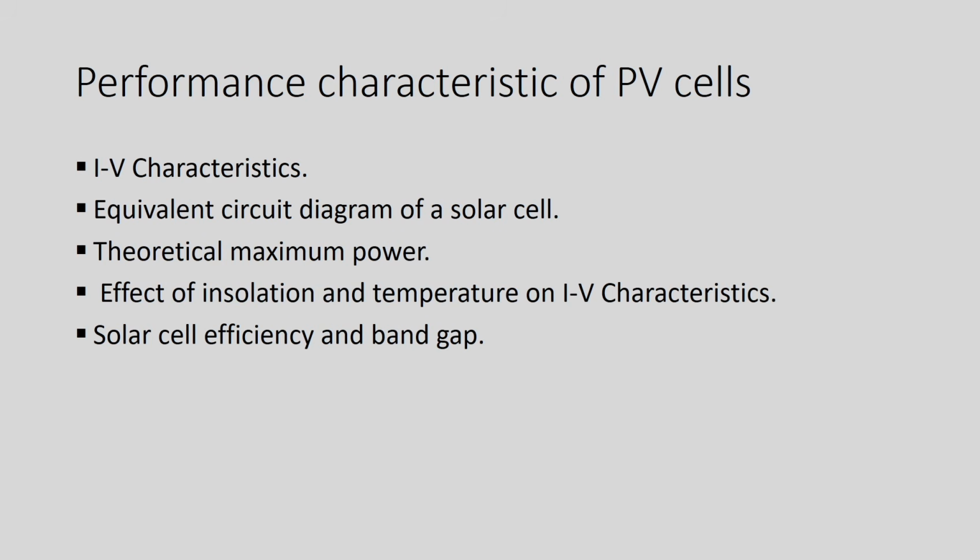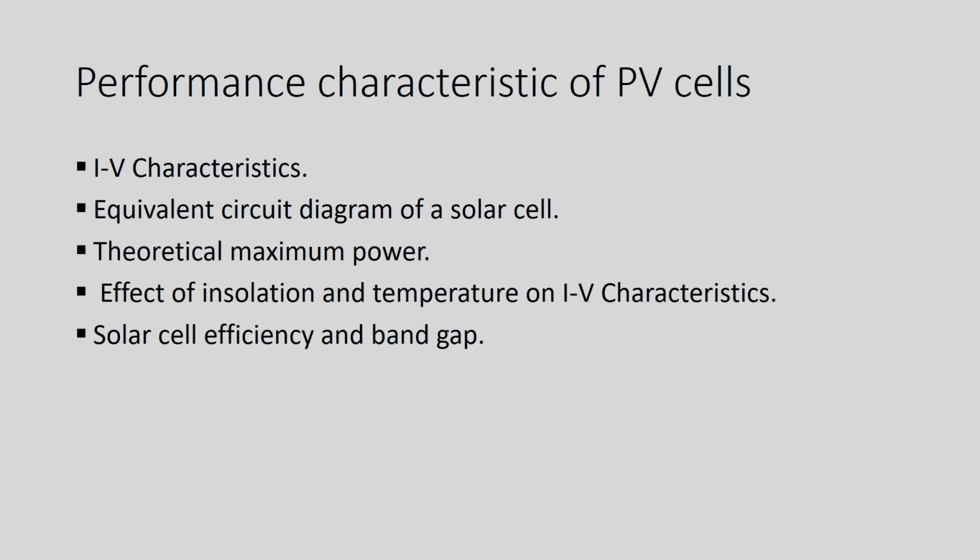With this background, we will now move to today's discussion on performance characteristics of PV cells, which includes IV characteristics, equivalent circuit diagram of a solar cell, both actual and theoretical, as well as our conventional equivalent circuit diagram, then theoretical maximum power and how to calculate it, then effect of insolation and temperature on IV characteristics, and finally cell efficiency and band gap will be discussed.